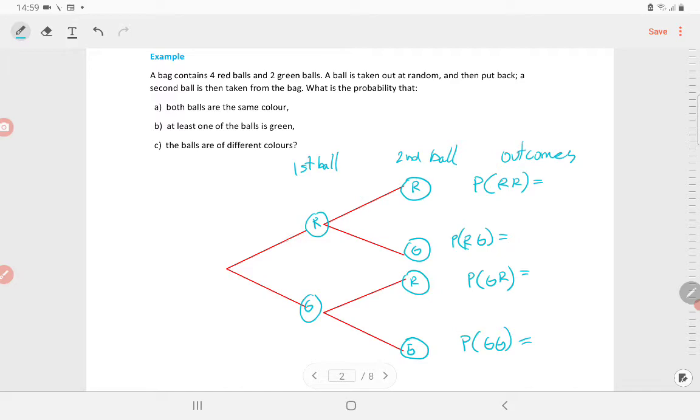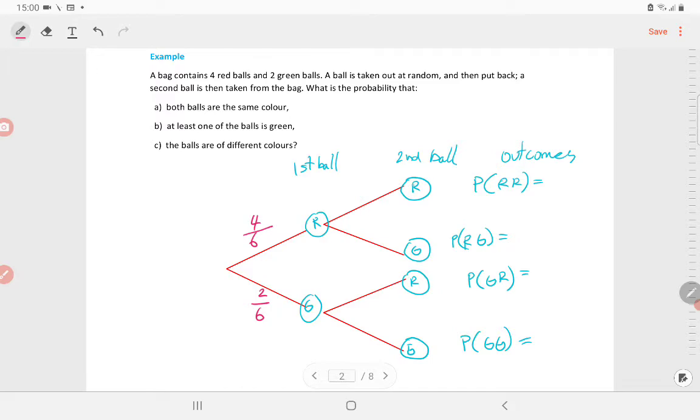So what is your chance of getting a red ball from the bag? There are 4 red balls, but there are 6 balls in total. Okay, so 4 out of 6. There are 2 green balls, and there are 6 balls in total in the bag. So that's 2 out of 6. I won't simplify them yet. You'll see why in the next section when we do the next part.